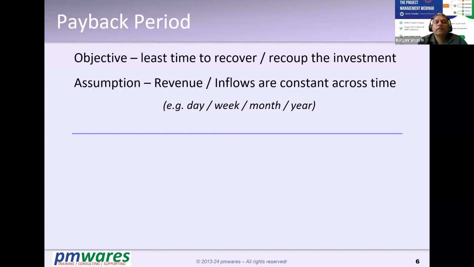When we say recovering that cost which I have put in, how soon am I able to do it? Why is the time element important here? Can anybody explain? Why is the time element important here as to how soon or how late you are going to get it?